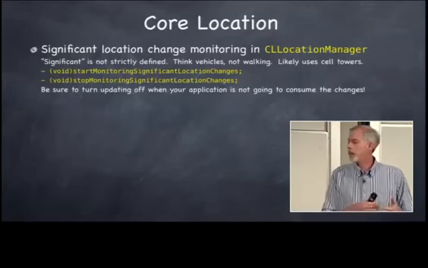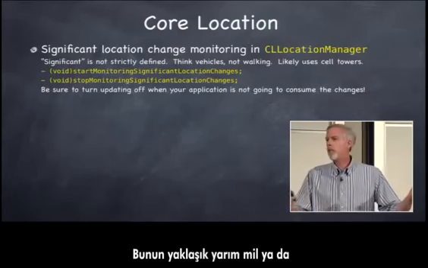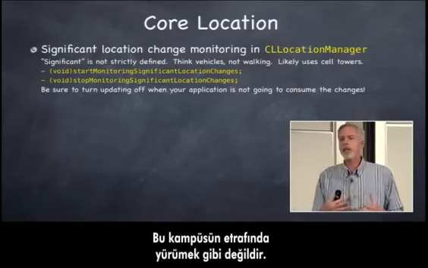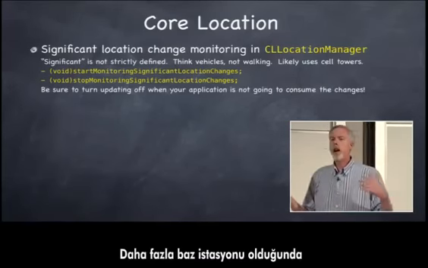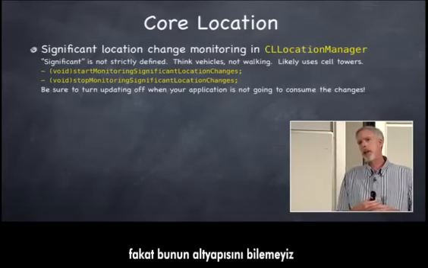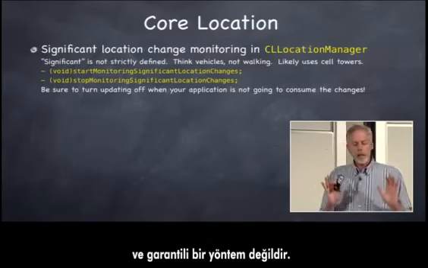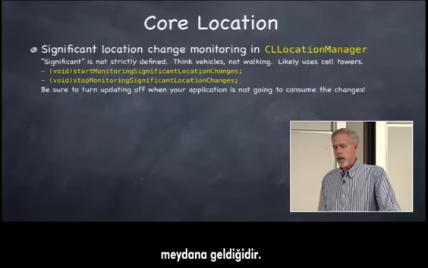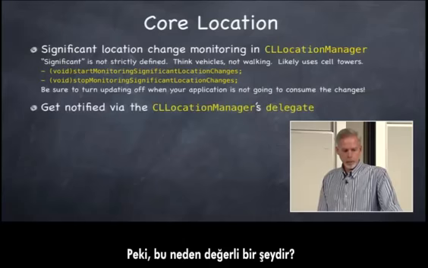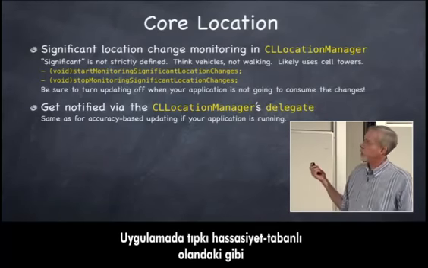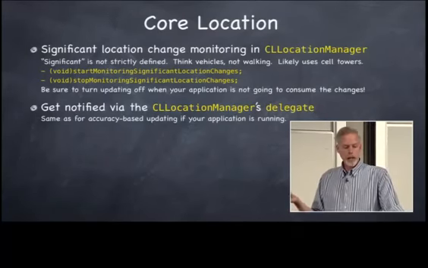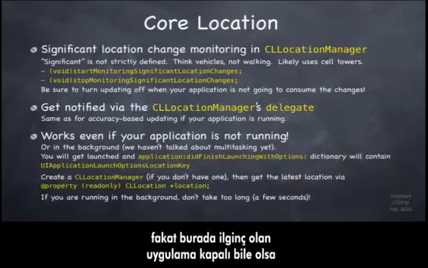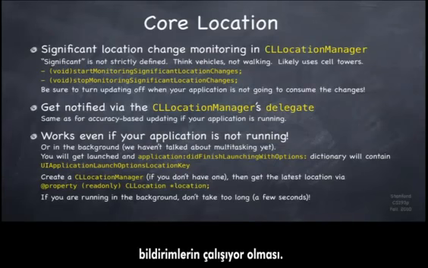So you can imagine, that's probably half a mile kind of movements. This is not walking around campus necessarily. Now, the more cell towers are around, I'll bet the more updates you get here. But I don't know the implementation of this, and it gives no guarantees. All it's saying is a significant location change has occurred. Now, why is this a valuable thing? And of course, you get notified via the delegate in the same way as for the accuracy-based one. But what's interesting about this one, this works even if your application is not running.